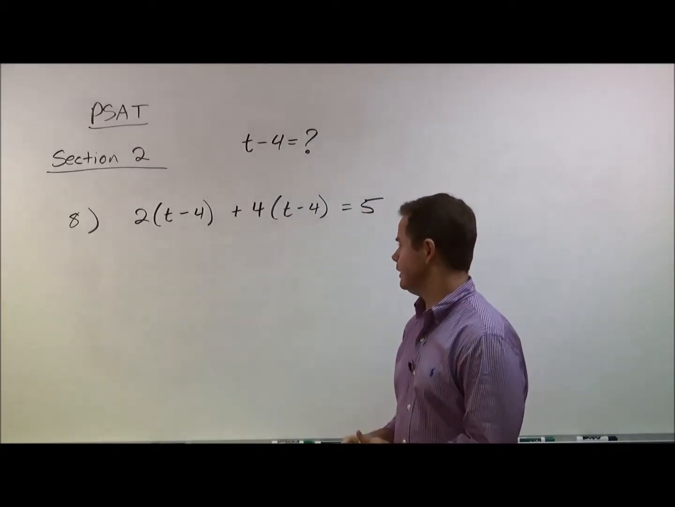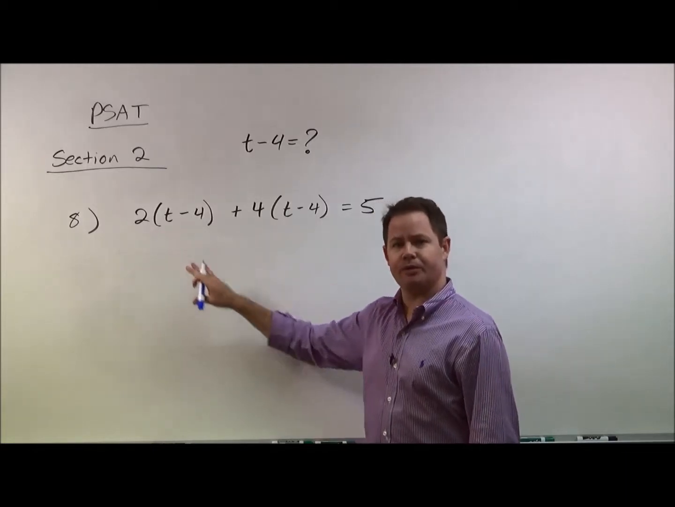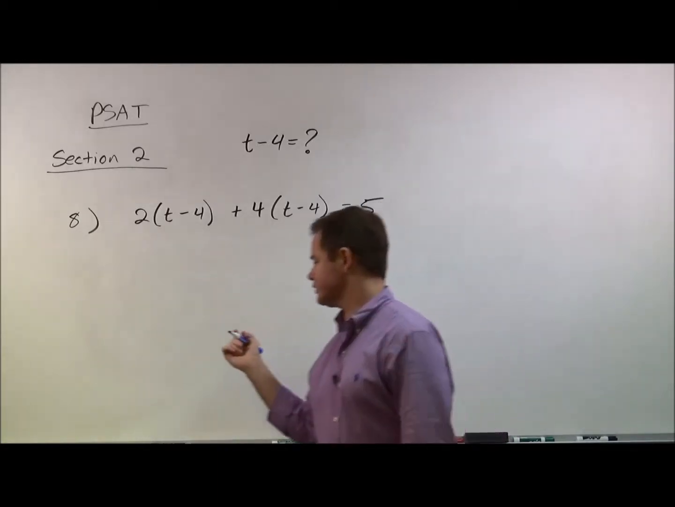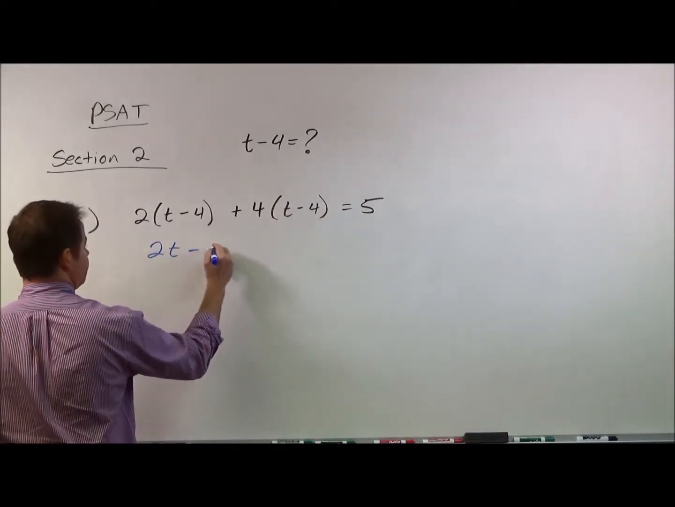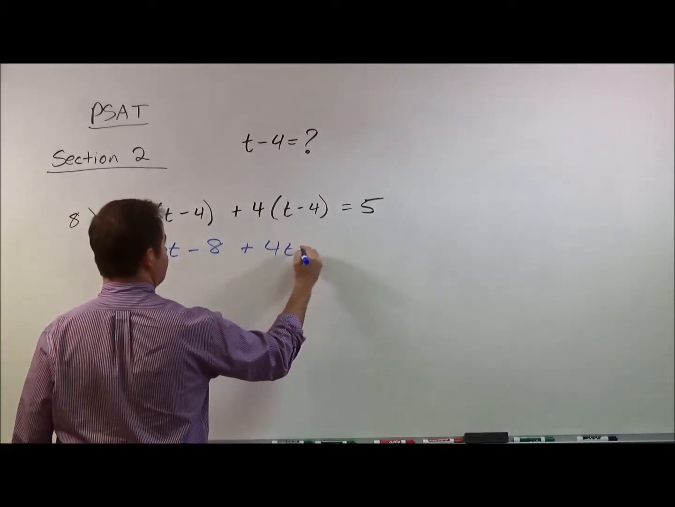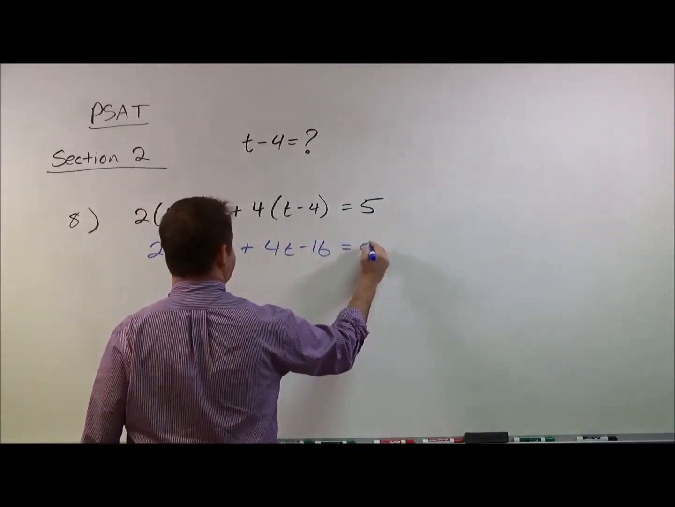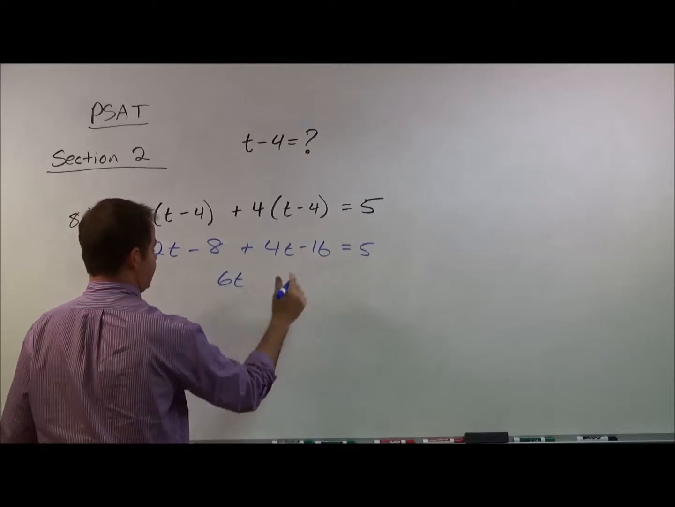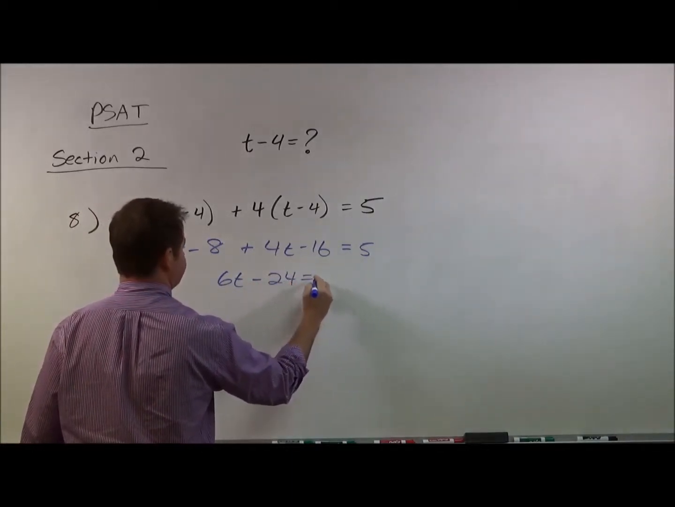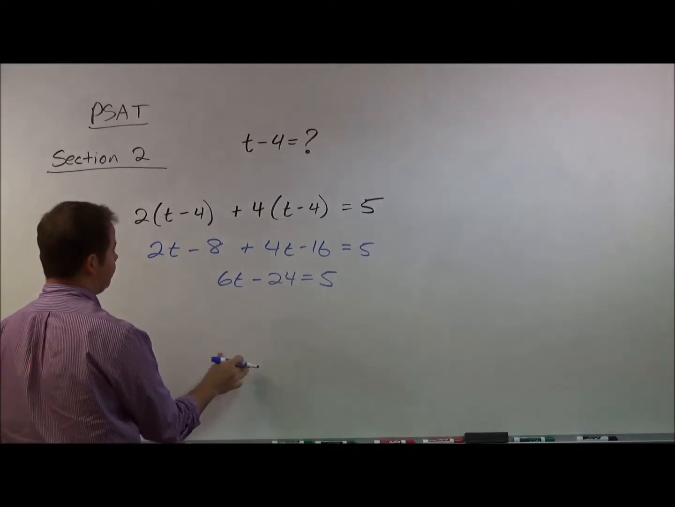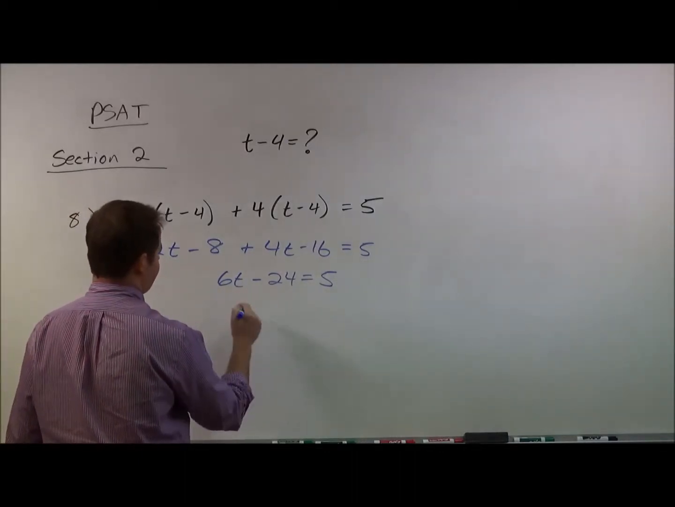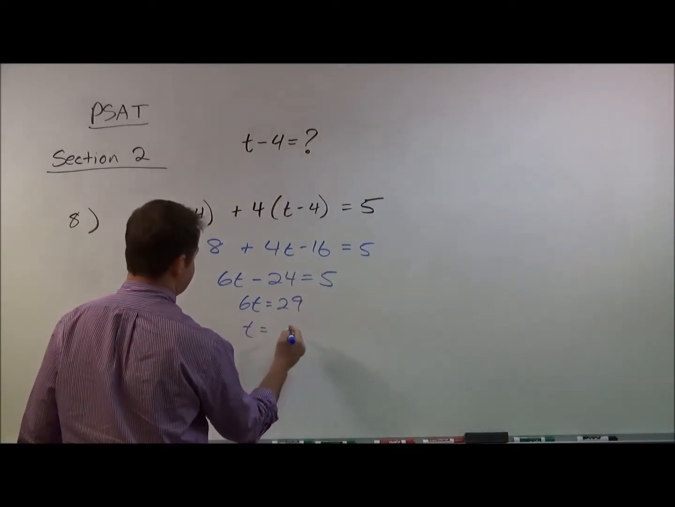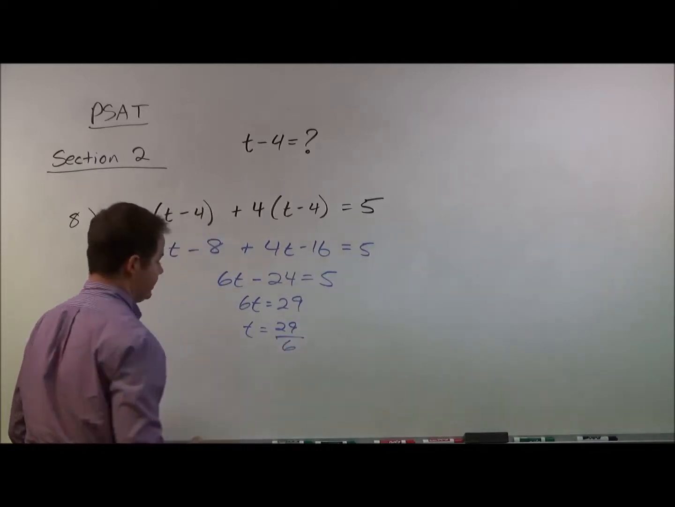incorporate for test day. Whenever you have a number in front of parentheses, you can always distribute to all of the terms inside your parentheses. If we do that for this entire expression, we'll have 2t minus 8 plus 4t minus 16 equals 5. Then we can combine like terms. 2t plus 4t is 6t. Negative 8 and negative 16 is minus 24. And when we go to solve, if we add 24 to the other side, we get 6t equals 29. Divide by 6 on both sides, we get t equals 29 over 6.